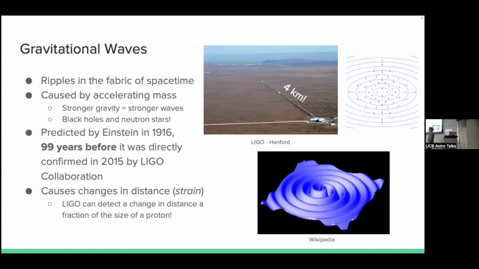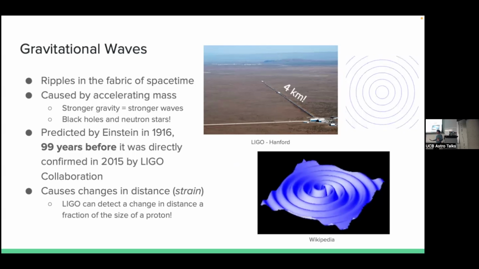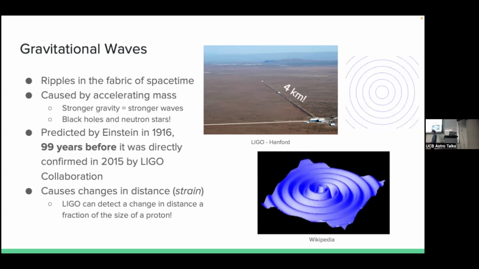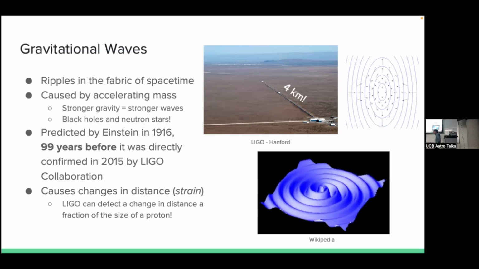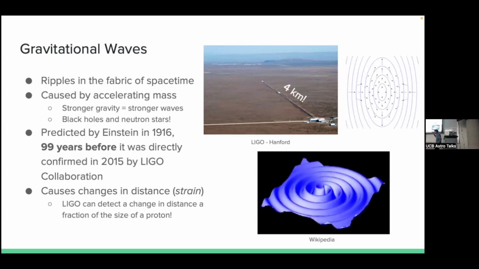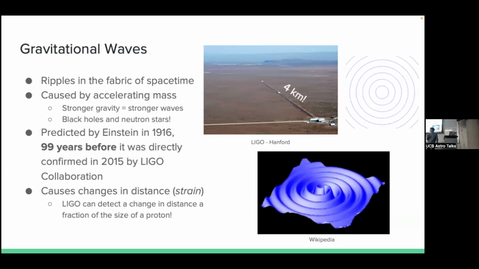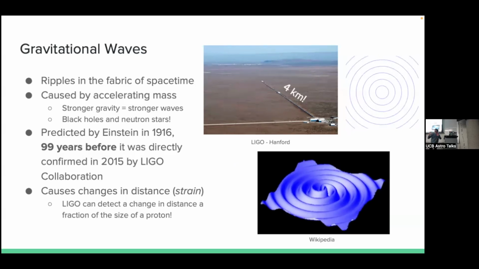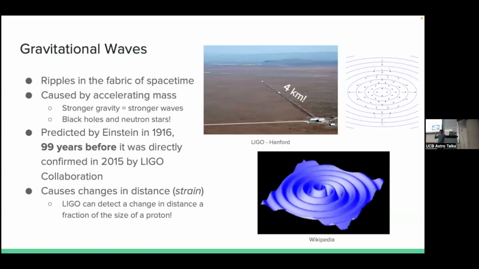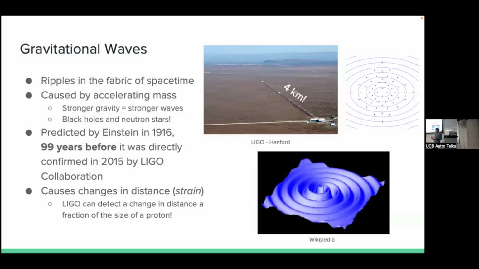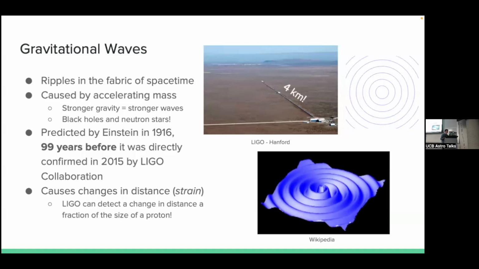And so these are incredibly small changes. I cannot emphasize that enough. Over the course of those 4-kilometer long arms, LIGO is able to measure a change of a fraction of the size of a single proton in distance. Incredible. And so to give you a little bit more perspective on that, because I don't expect all of you to know exactly how big a proton is in your everyday lives.